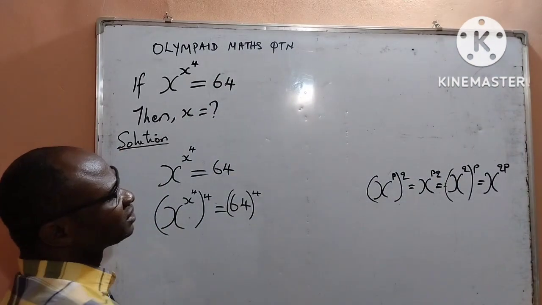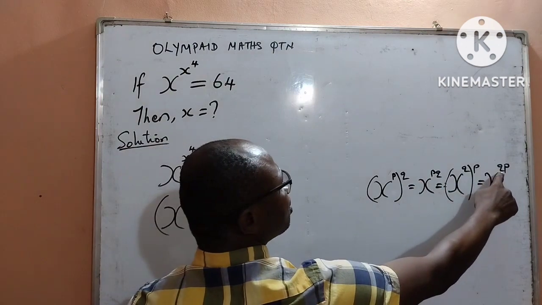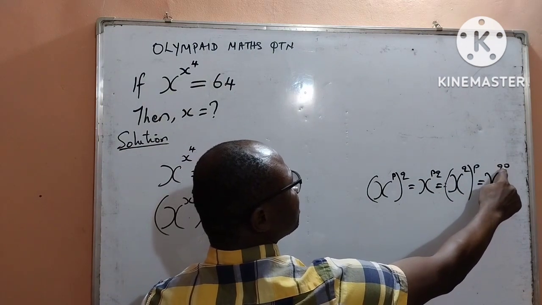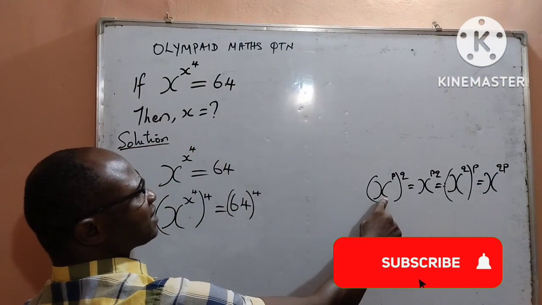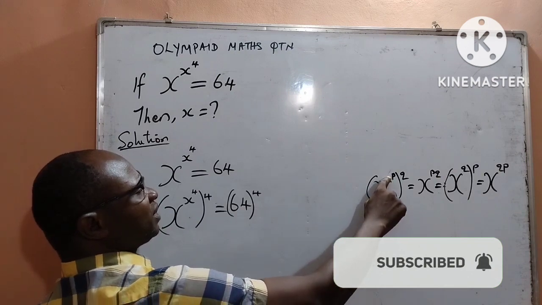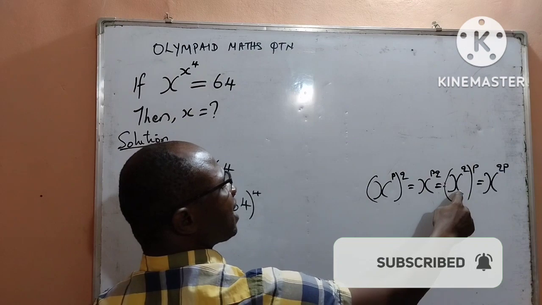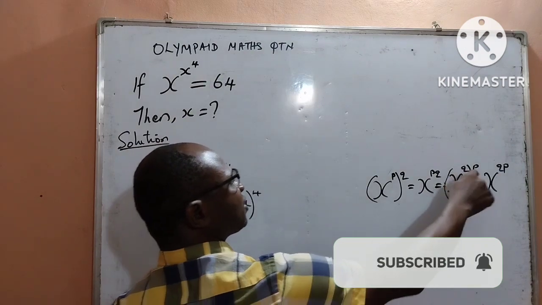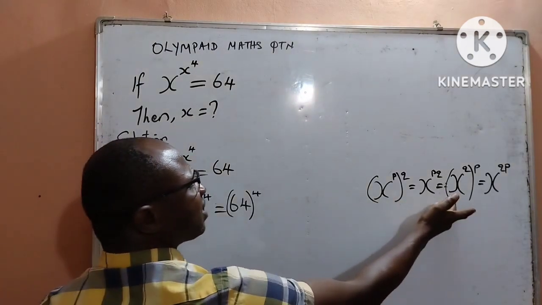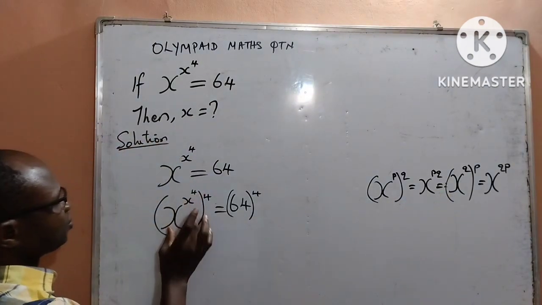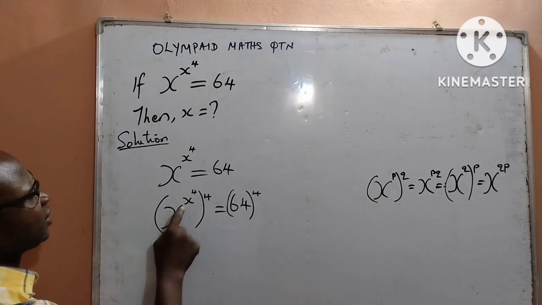Now, these expressions are equal, meaning that x to the power of pq is equal to x to the power of qp. Also, x to the power of p, then to the power of q, is the same thing as x to the power of q, then to the power of p. They are all equal. I can apply this knowledge to the left hand side.